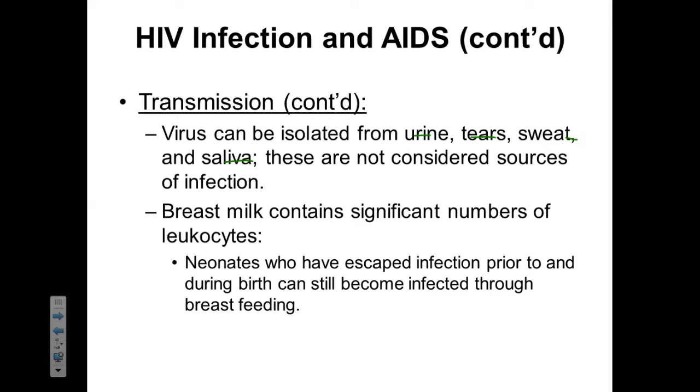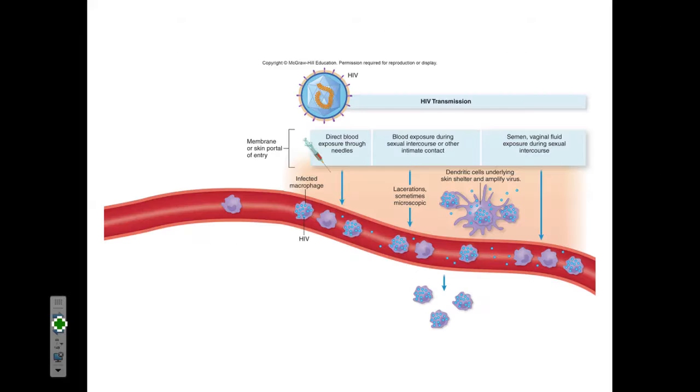However, because breast milk contains a significant number of white blood cells, or leukocytes, breast milk is a potential source of infection from mother to child. A neonate or newborn that has escaped infection prior to being born could potentially become infected by breastfeeding from an infected mother.